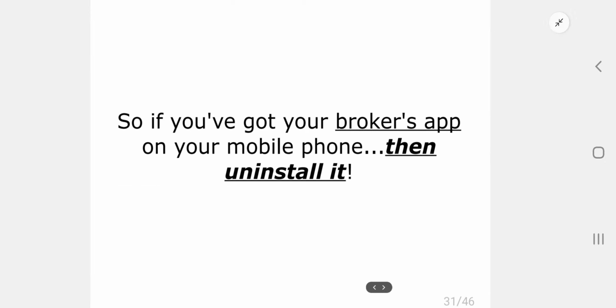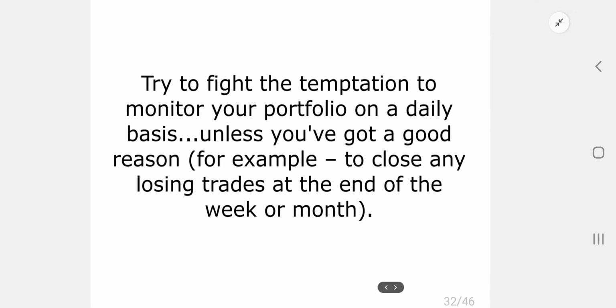So, if you've got your broker's app on your mobile phone, then uninstall it. Try to fight the temptation to monitor your portfolio on a daily basis, unless you've got a good reason. For example, to close any losing trades at the end of the week or month.